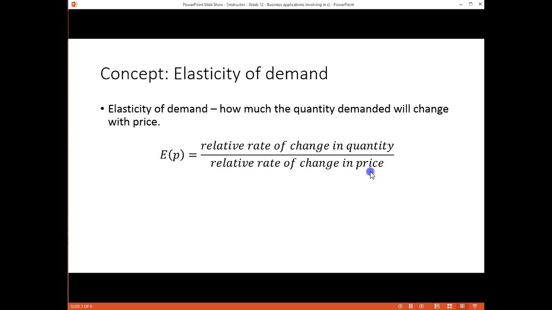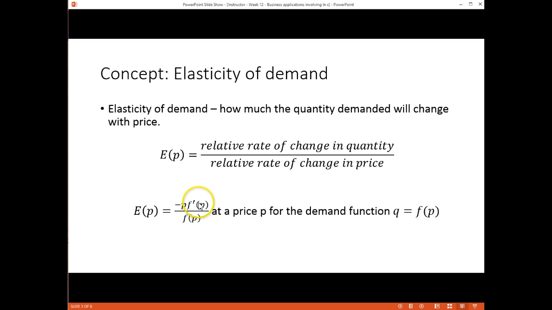The formula we're using for all our calculations is fairly, I won't say it's very simple, but it looks like this. It's E of P, the elasticity as a function of price, equals negative P times F prime of P over F of P. Notice this part here to your right, the F prime of P over F of P. That basically is your derivative of your natural log, at a price P for demand function Q equals F of P. So F of P is just your quantity demanded. It's your demand function.